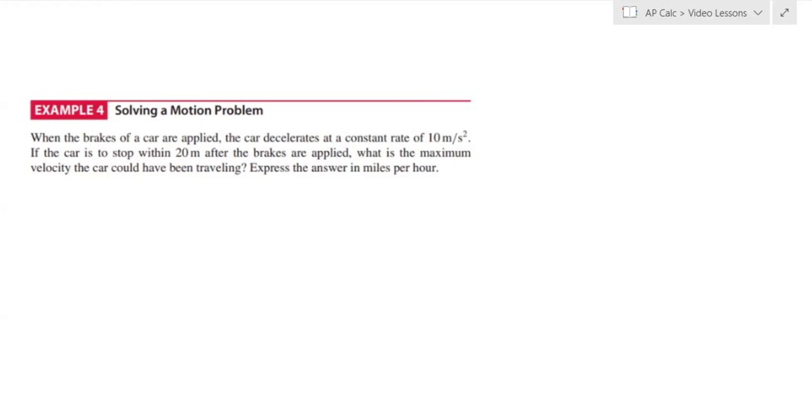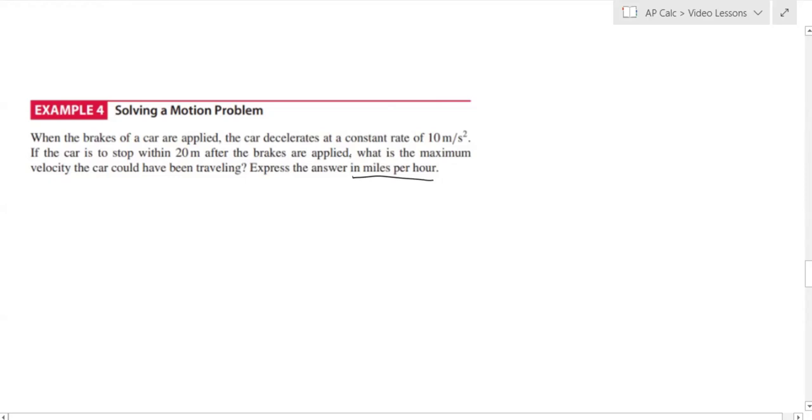Express your answer in miles per hour. Okay, so let's say the position function is going to be s of t, representing the distance in meters. Okay, so we have a couple things here. The problem's numbers and values are given in terms of meters per second, and it wants the answer in terms of miles per hour. So we're going to have to do some conversion.